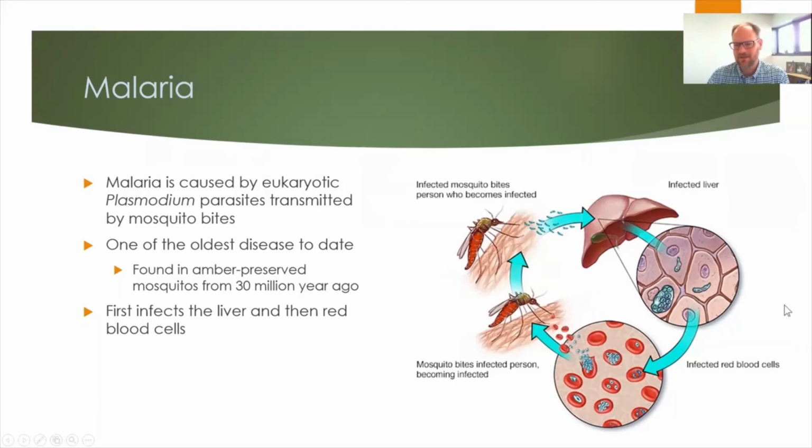So this is a very brief life cycle that reminds you that there are mosquito phases, liver phases, and erythrocytic phases here that the parasite goes through.